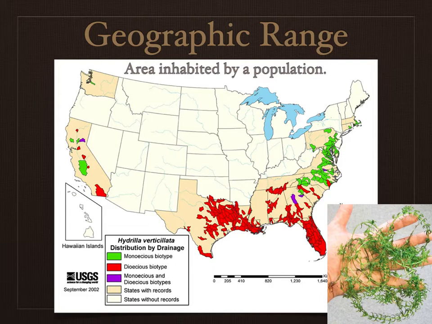Now, this is a plant right down here. This is called hydrilla. And it actually is a water plant that is not native to the United States. So it was brought over, I think, from Asia for use in aquariums. And it escaped into the wild. Does anybody want to guess, just looking at this map, the very first place it probably escaped in the United States? What state do you think? Florida, right? Florida is obvious.